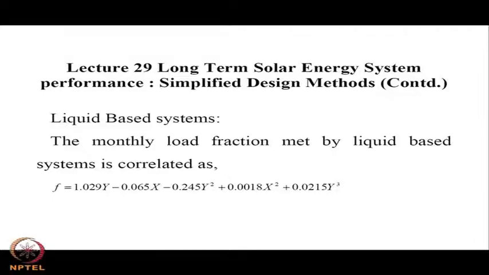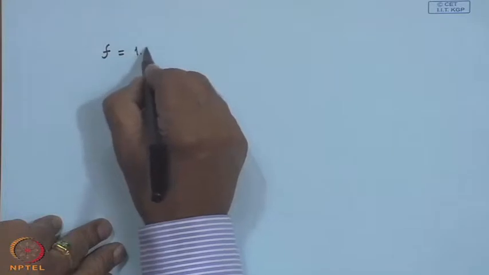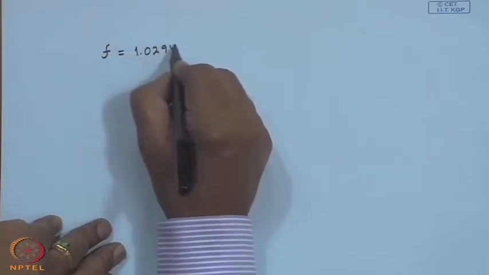Similarly, if the collector is liquid based, in general it is water, but sometimes antifreeze solutions are added, and even high thermal capacity fluids and some of the oils are also being used. This correlation is valid for liquid based systems. The methodology of developing the correlation is the same. A large number of simulations have been conducted for different locations and a good range of parameters, and the monthly solar load fraction for liquid based collectors has been related to y and x as follows.